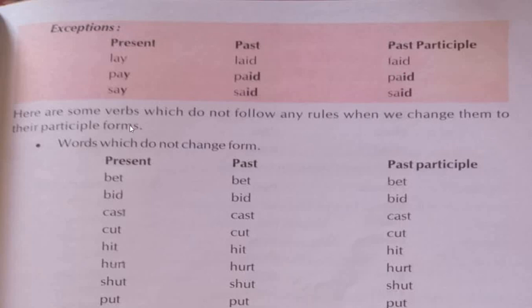Now, here are some of the verbs that do not follow any rules when we change them to their past participle forms. These verbs do not change at all. Bet, past tense also bet, past participle also bet. In the same way, bid, cast, cut, hit, hurt, shut, put. These words do not change their form when we make past tense or past participle.